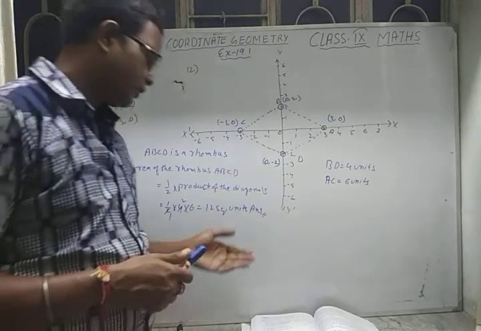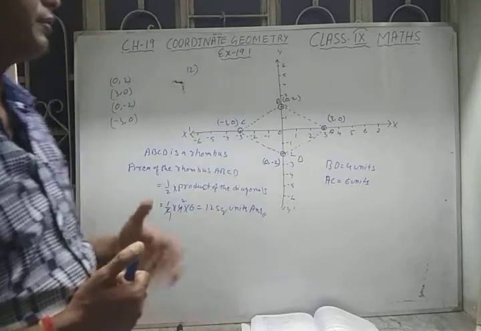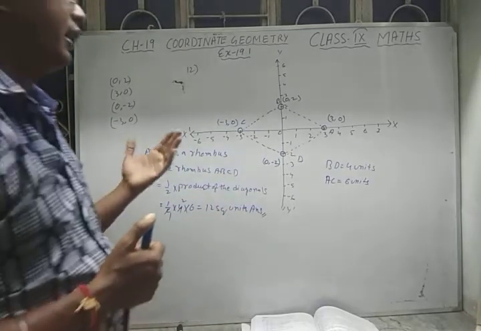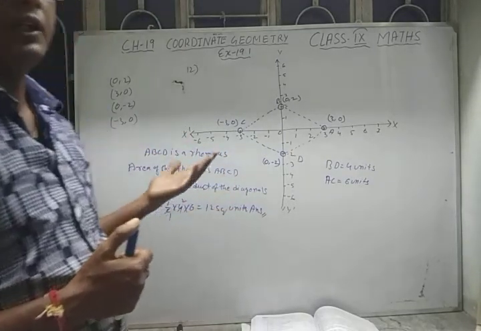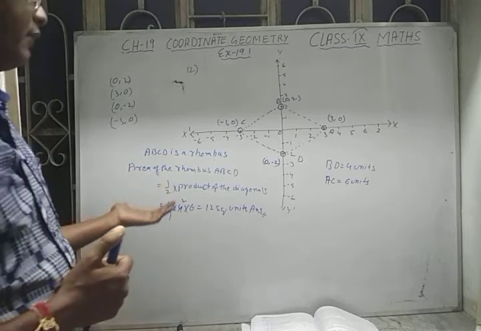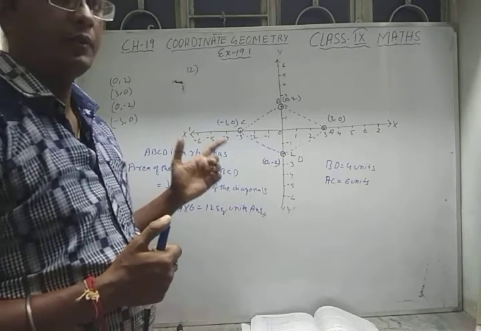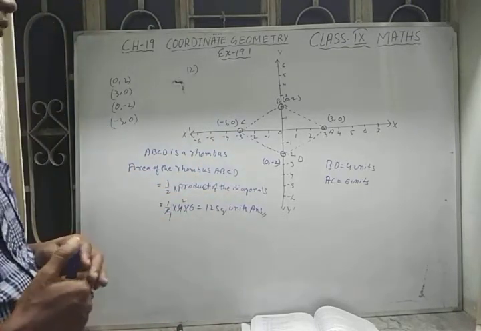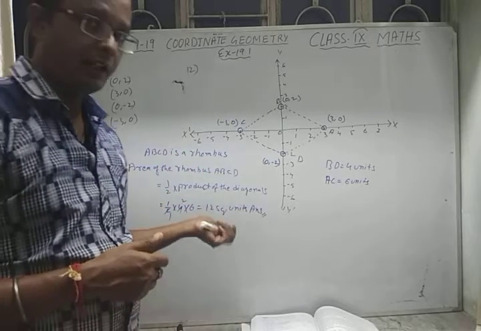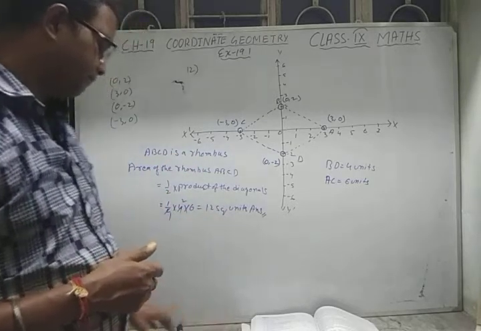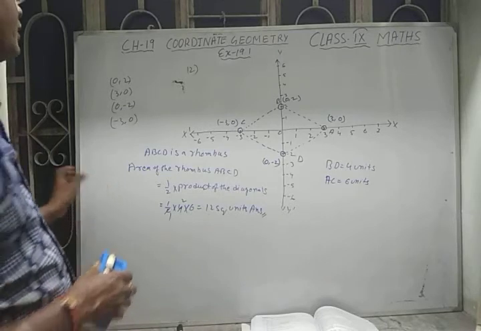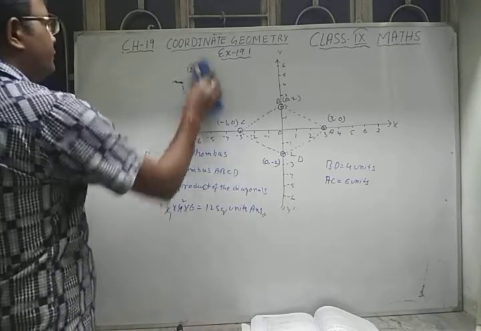Similar questions, somewhere you can get a square, sometime you will get a rectangle, sometime you will get a trapezium, sometime you will get a parallelogram. To find those areas, you need to remember the formula of the quadrilateral. Sometime it may come triangle also. Any figure it may come. Okay.